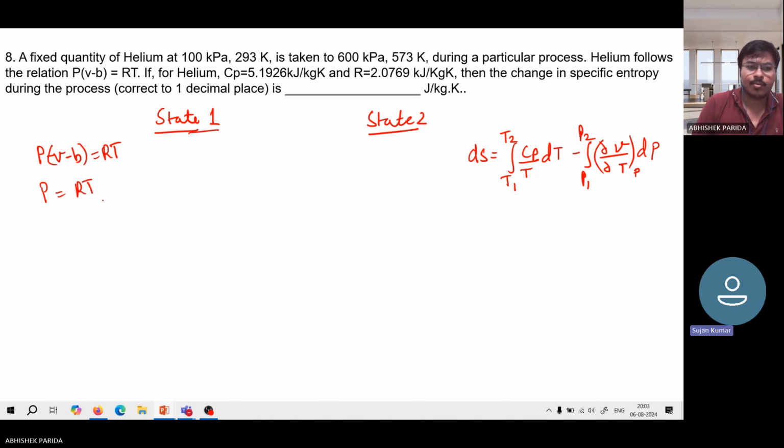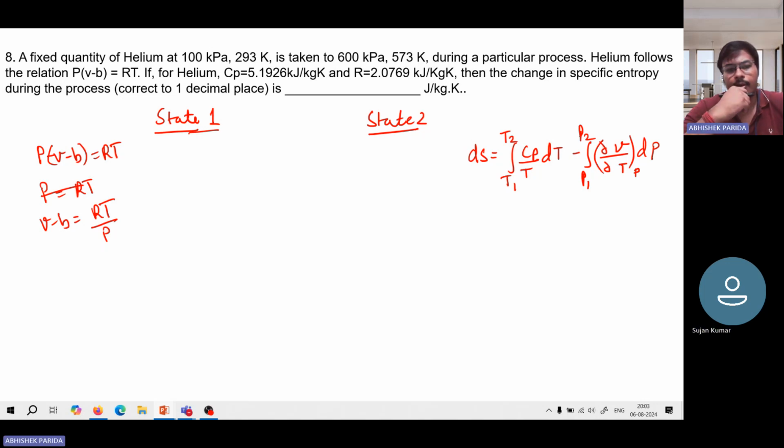I substituted all those values, sir. Finally, I got the answer. Change in specific entropy is around minus 238.6 joule per kilogram Kelvin. We'll see. We'll just allow others to solve also.